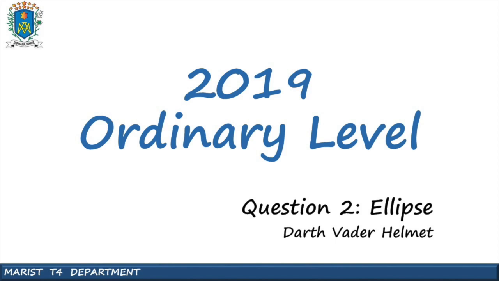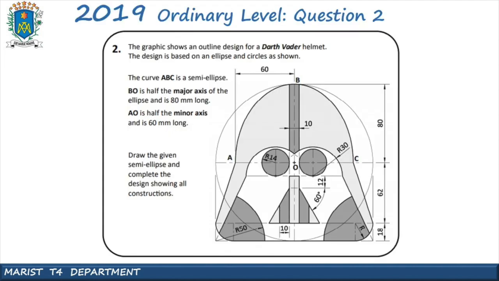Hi all, in this video we're going to do the Technical Graphics Ordinary Level 2019 question 2. So that is the Ellipse question. This year you can see the question is a drawing of the Darth Vader helmet. Okay, so it's based on a semi-ellipse and different circles.